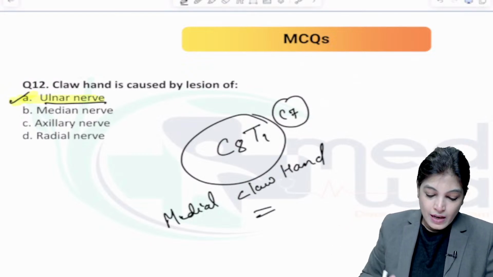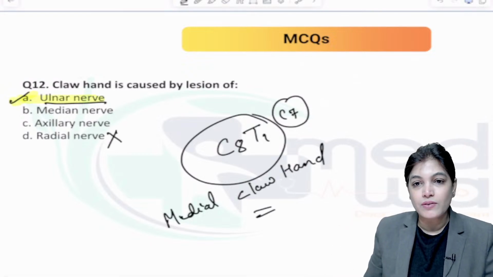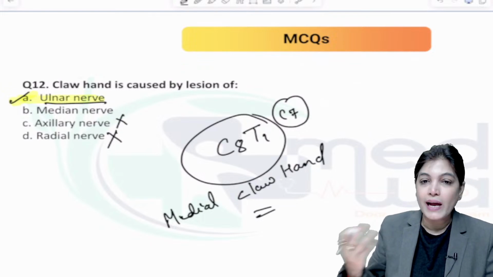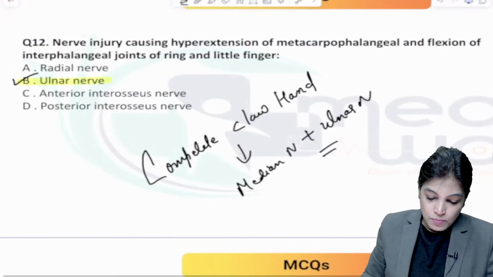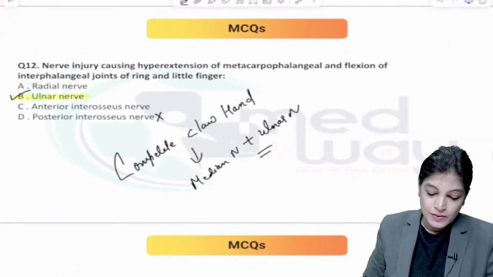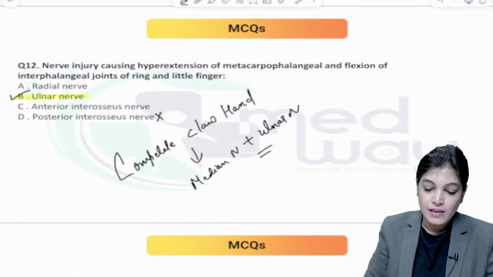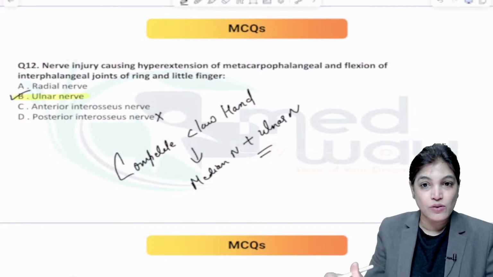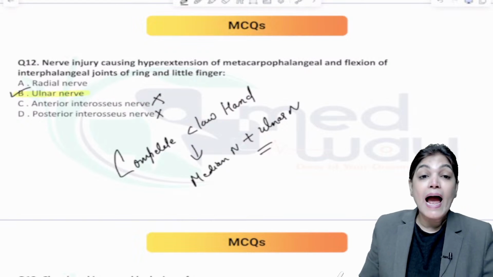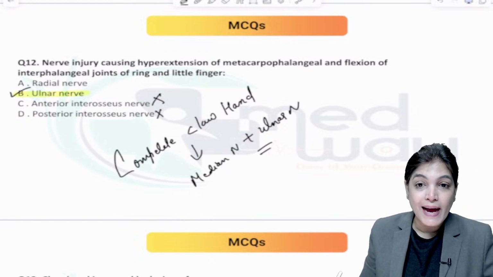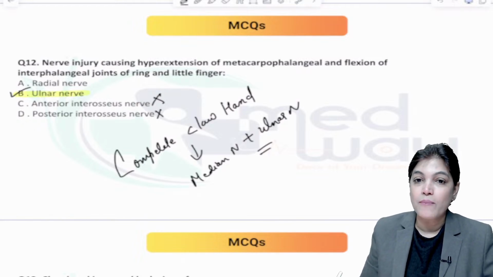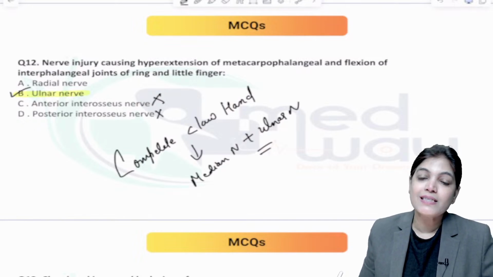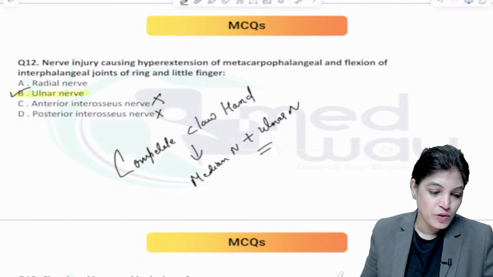Radial nerve will definitely not be the answer because it will lead to wrist drop. Axillary nerve will not be the answer because it will lead to paralysis of teres minor and deltoid muscle. Posterior interosseous nerve will cause paralysis of all the deep extensor group of muscles except brachioradialis and extensor carpi radialis longus. Anterior interosseous nerve is the deep branch of median nerve and it gives innervation to deep muscles of the flexor forearm compartment, that is pronator quadratus, flexor pollicis longus and the lateral part of flexor digitorum profundus.